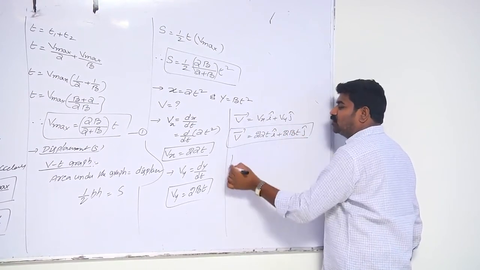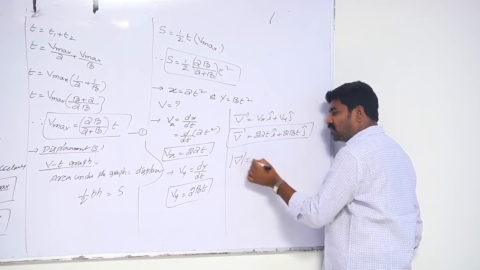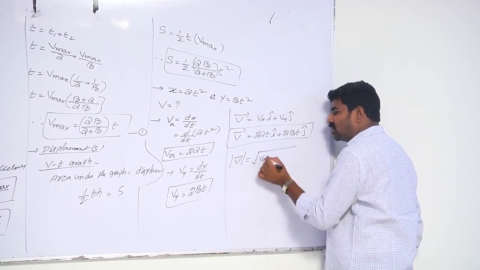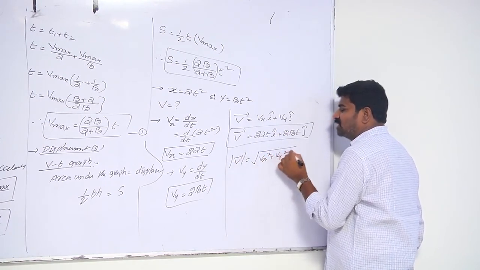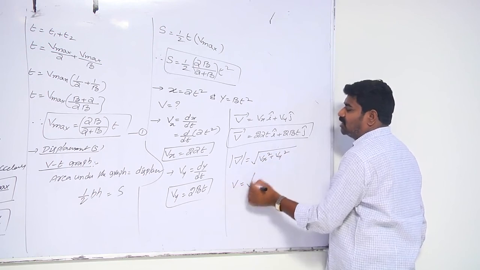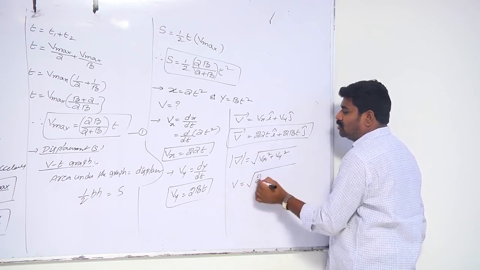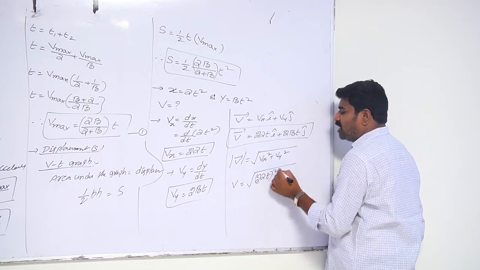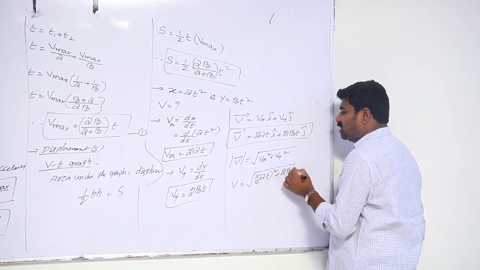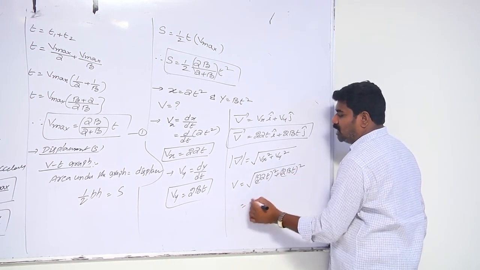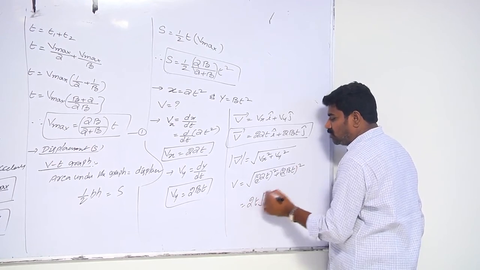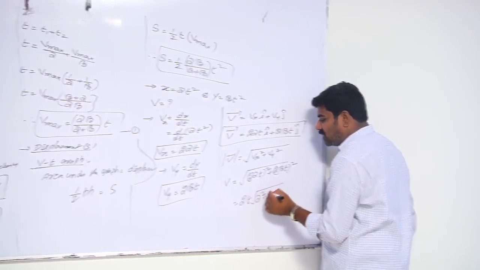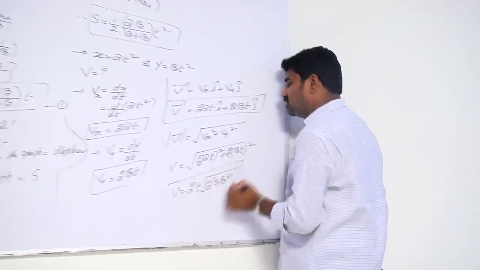What is the magnitude of velocity? Magnitude of velocity is nothing but under root of Vx square plus Vy square. V is equal to under root of (2 alpha t) whole square plus (2 beta t) whole square. So 2t into under root of alpha square plus beta square, this is the velocity.